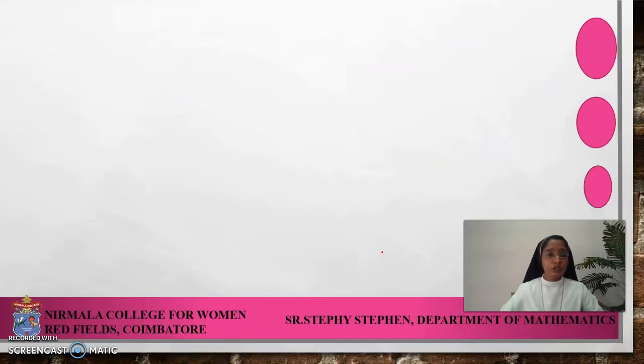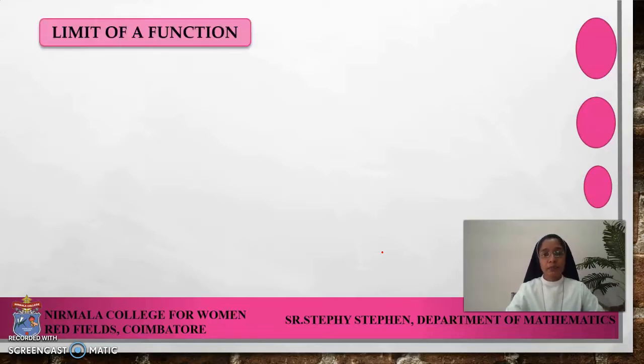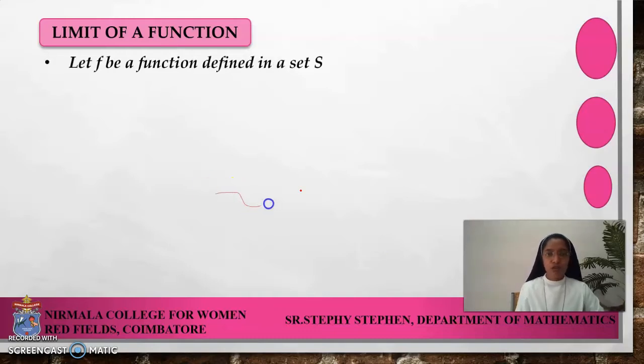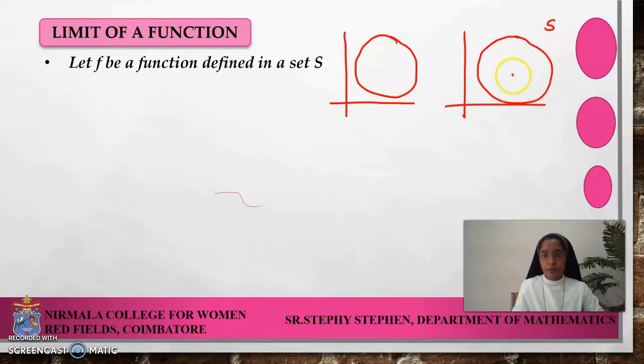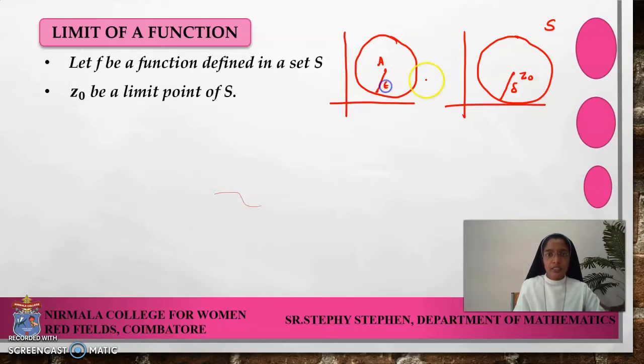Okay. Next, we are going to discuss a few important definitions in complex analysis. The first is limit of a function. For limit of a function, let us define a domain complex plane and a range complex plane. So I take this to be my domain set with z0 a point in S, and z0 is a limit point. Let me take this to be delta. So let me take this as A and this is epsilon.